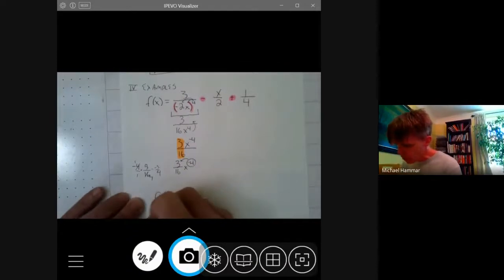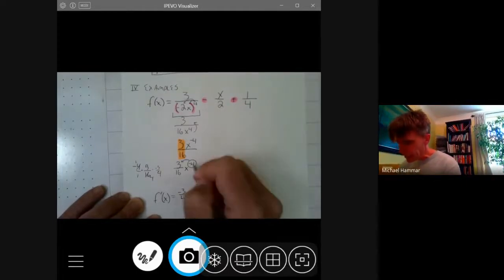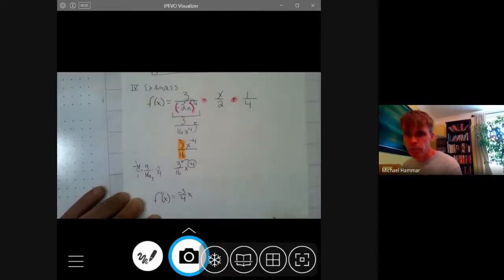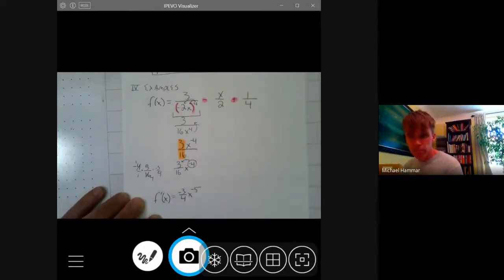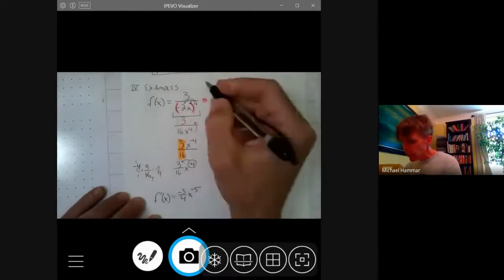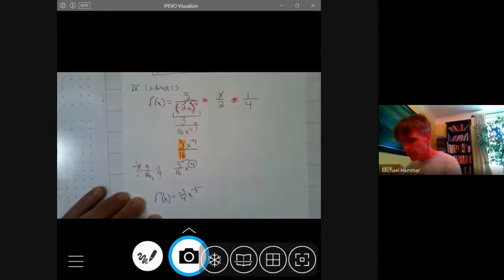So for f prime of x, I get negative 3/4. And remember, I need to subtract 1 from that exponent. So negative 4 minus 1 is negative 5. So working just with this part, the derivative of that part is negative 3/4 x to the negative fifth.